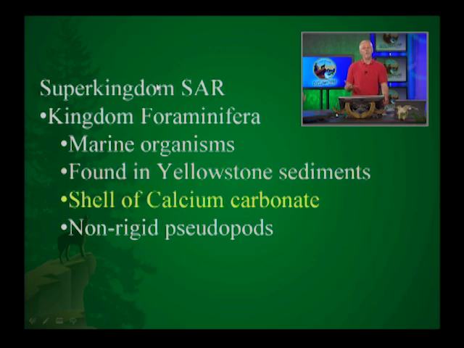They have a shell of calcium carbonate that can be used for dating techniques. And also the living forms have non-rigid kind of soft pseudopods. Anyway, the foraminifera are important microfossils because they do fossilize readily, and so by looking at different sediments, you can actually date sediments based on the types of foraminiferans that you find.